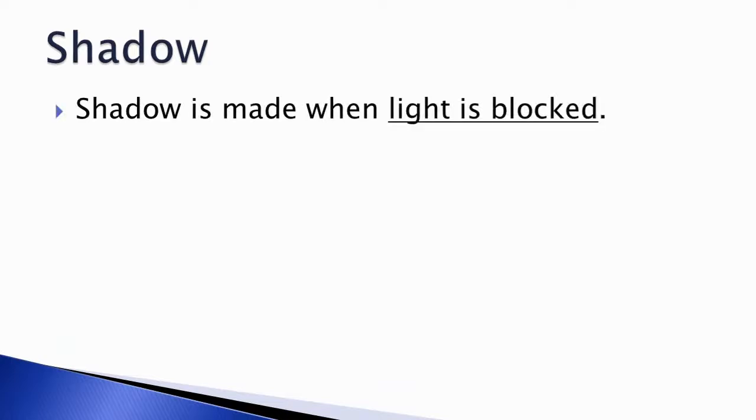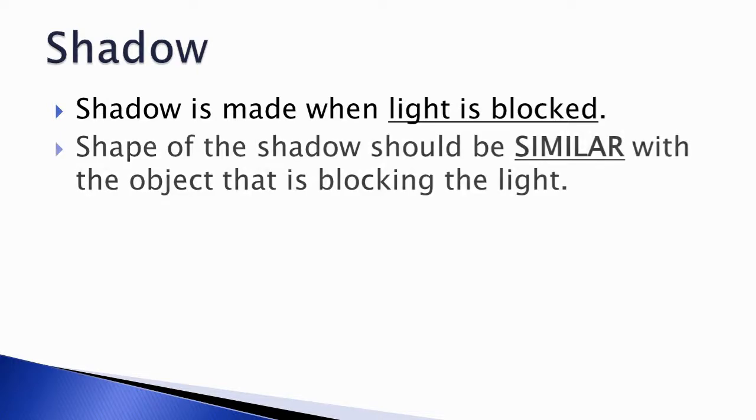Now we are going to learn about shadow. Shadow is made when light is blocked. Blocks mean kena pumpan. So shadow ini terjadi bila cahaya kena pumpan. So the shape of the shadow should be similar with the object that is blocking the light.